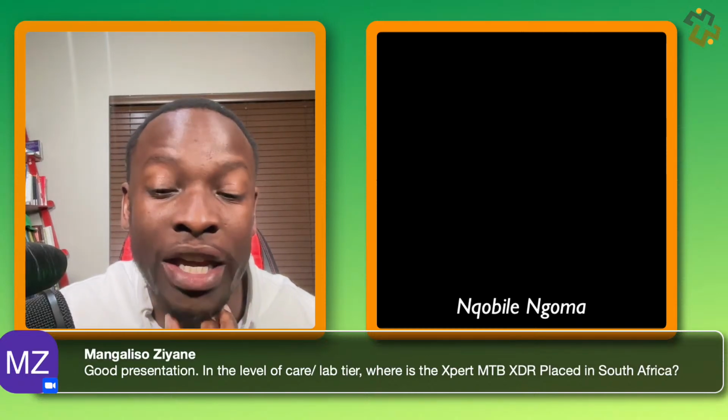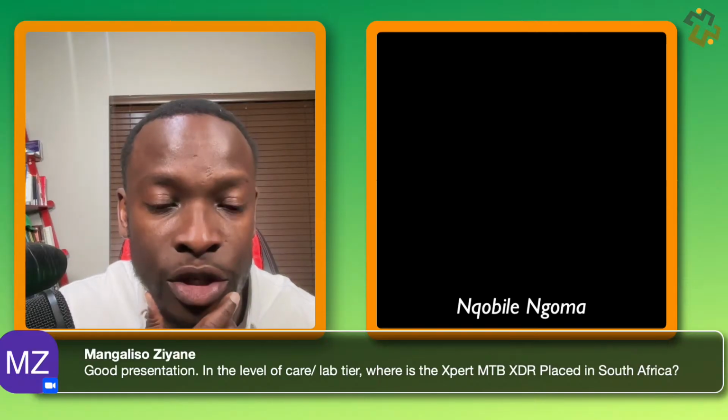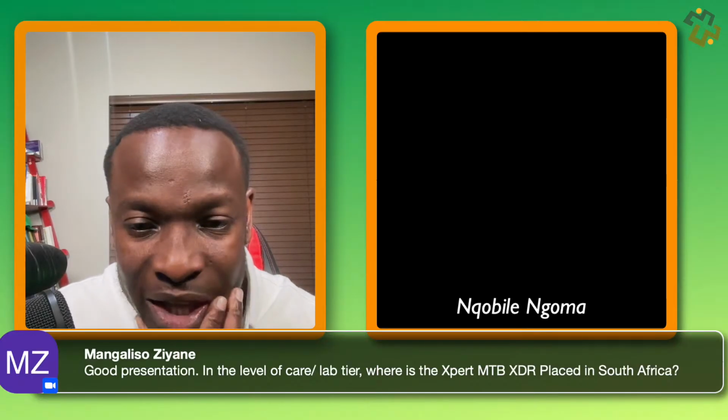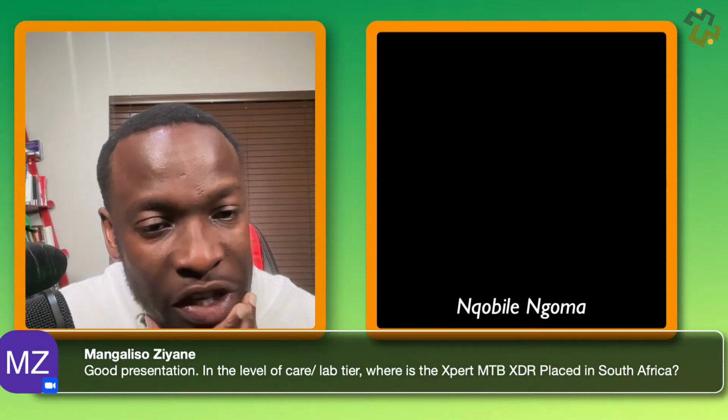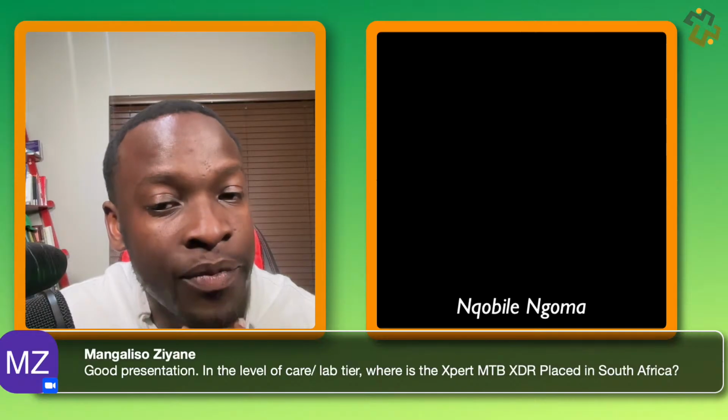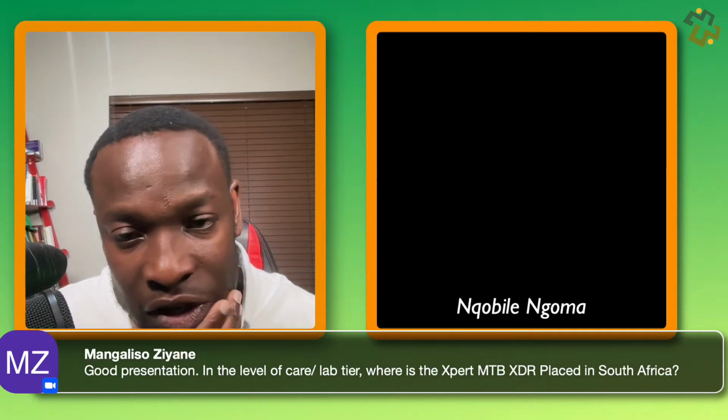The only thing I can add is, the question was, where do you run the machines? He's asking where the machines are placed, but he has specifically mentioned Xpert MTB XDR, which are generally centralized.